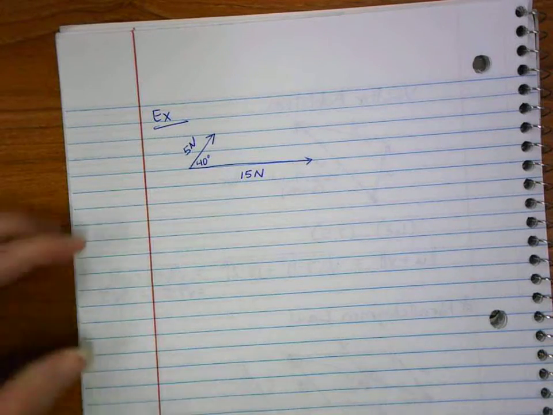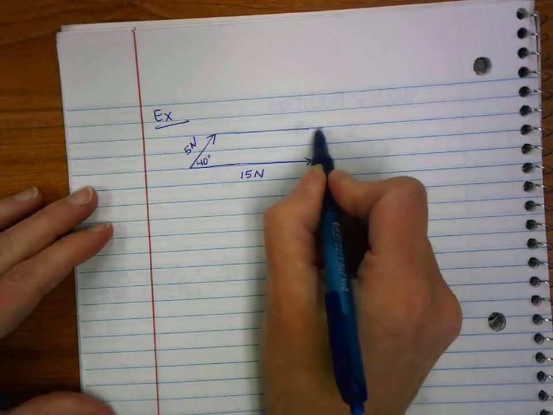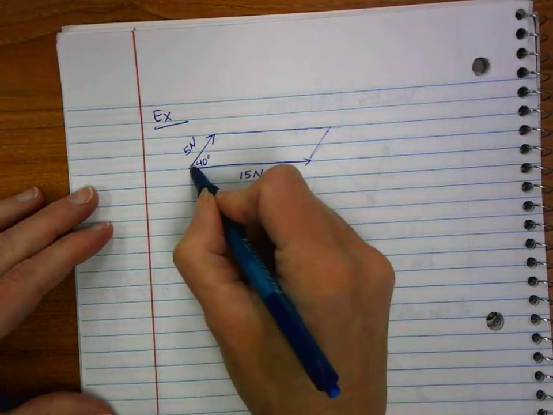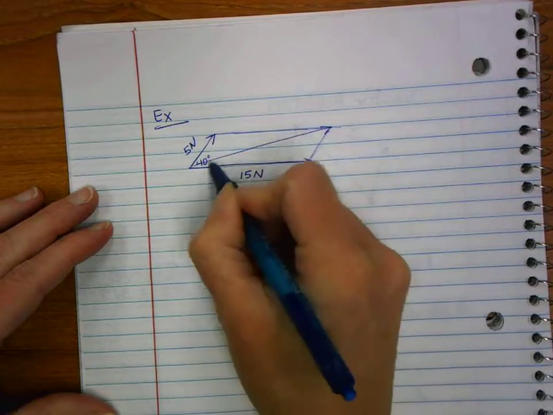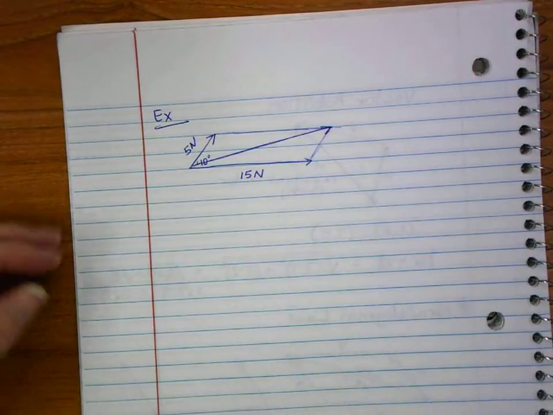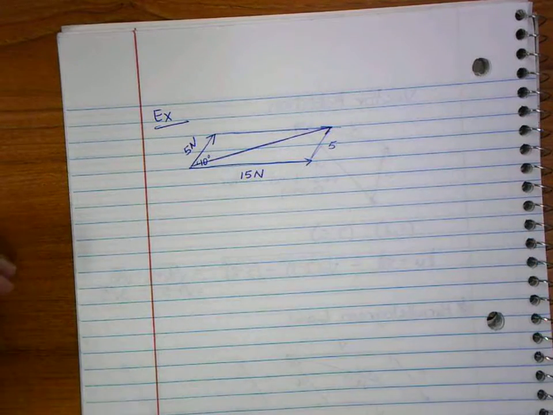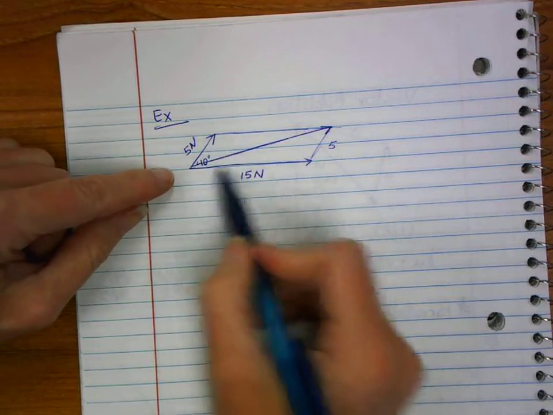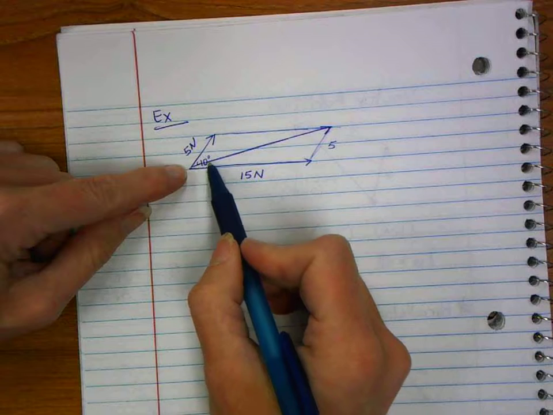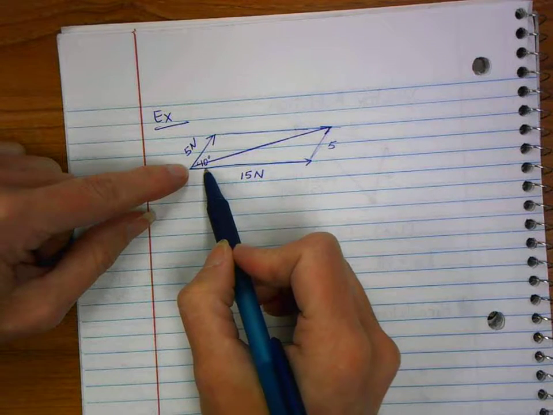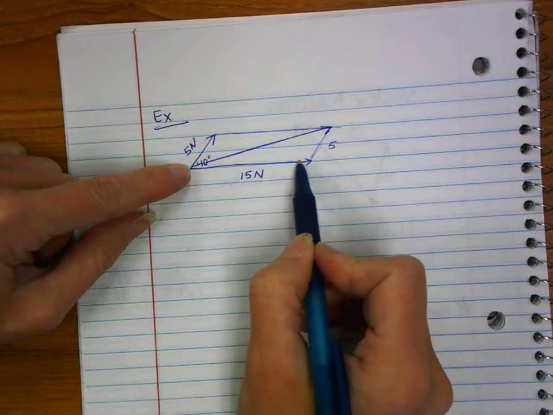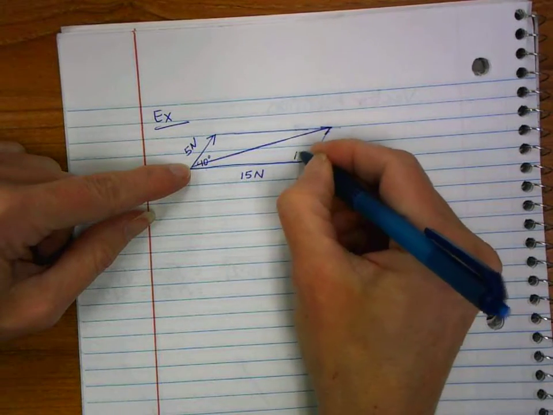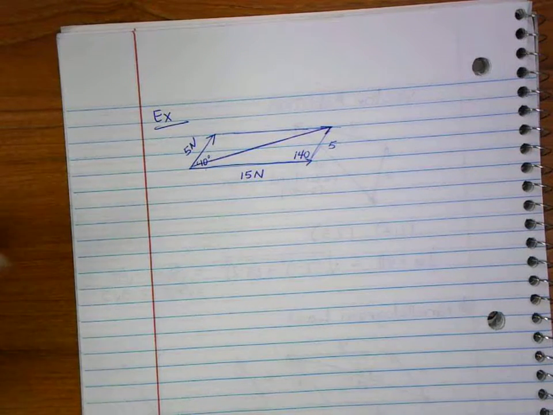So we'll use our parallelogram law. We know that we're going to be looking at the diagonal for our resultant. And in the original parallelogram, if this angle over here was 40 degrees, then this angle, the same side supplementary angle, has to be 140. They are same side interior angles, so they are supplementary.